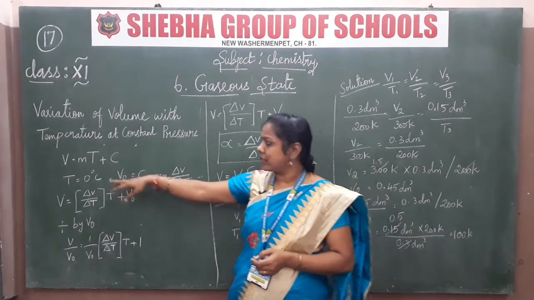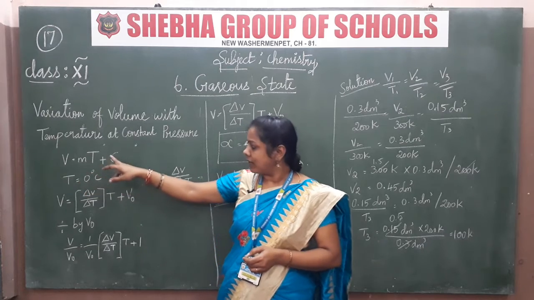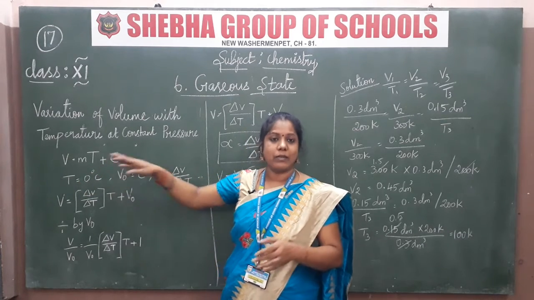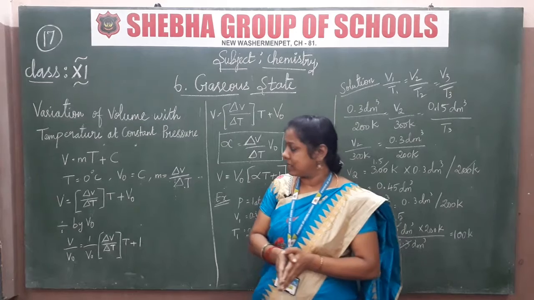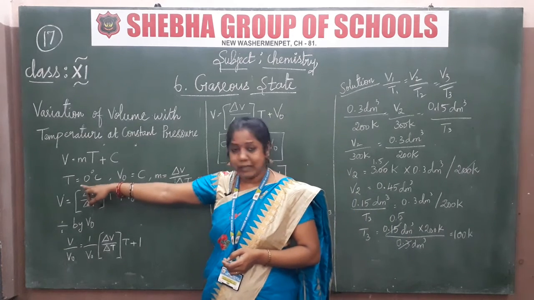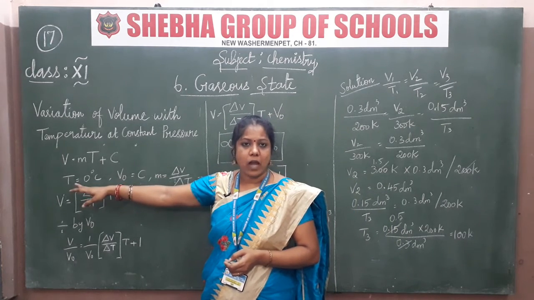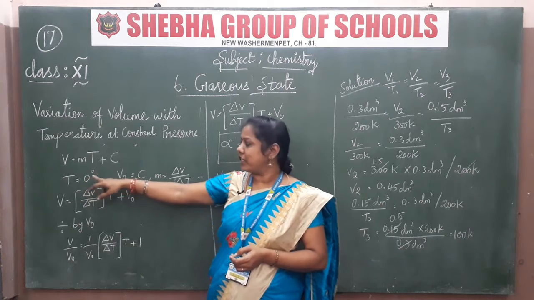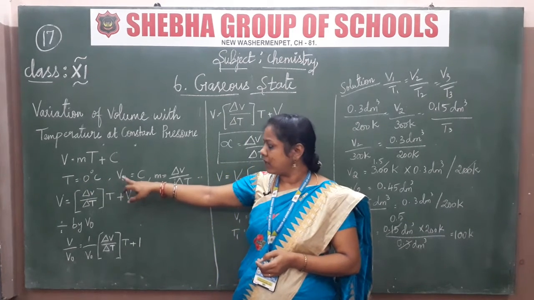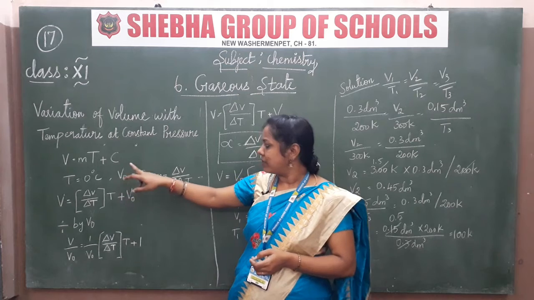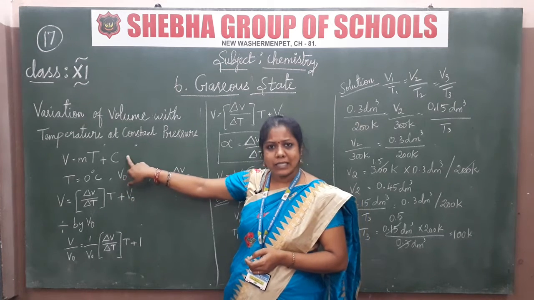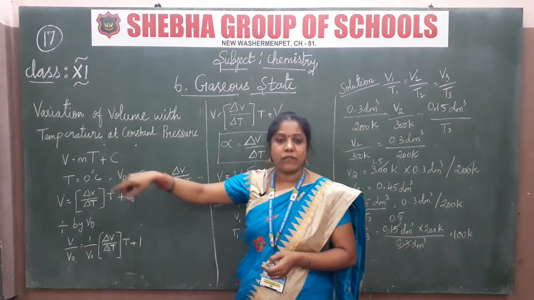Here, m is not a mass, and c is only for constants. The T value, that is the temperature value, you have to consider as 0 degrees Celsius, and V naught is the volume at that temperature. The constant c also has to be considered as V naught.